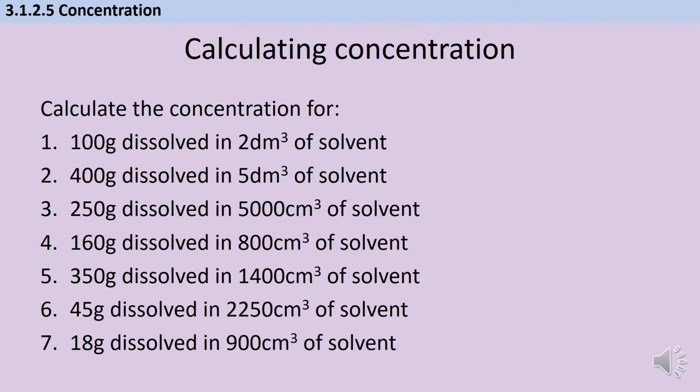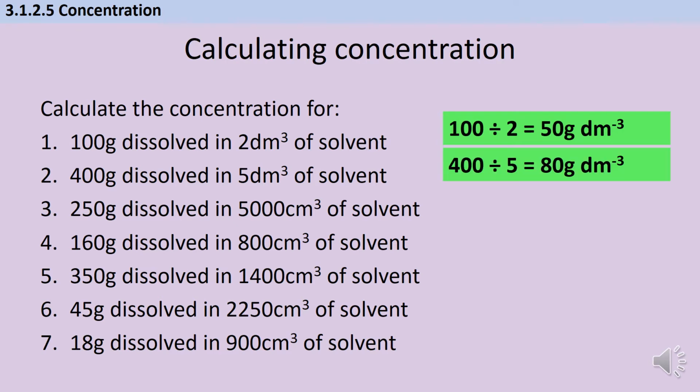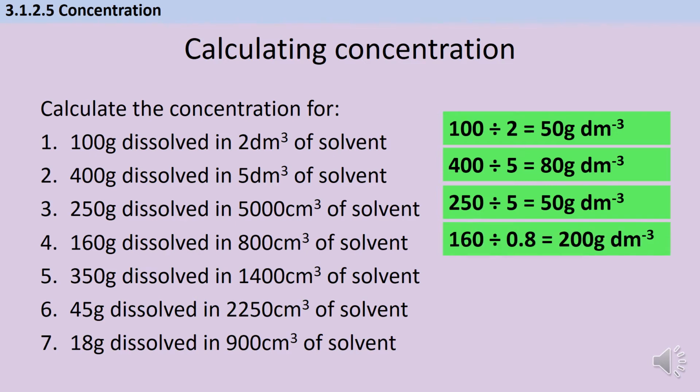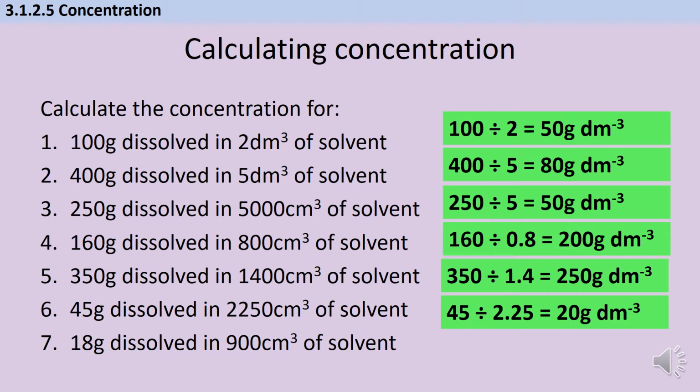So hopefully you managed to work out that 100 divided by 2 would be a concentration of 50 grams per decimetre cubed, 400 divided by 5 would be 80 grams per decimetre cubed, 250 divided by 5, because of course we have to convert it from centimetres cubed to decimetres cubed, will be 50 grams per decimetre cubed. 160 divided by 0.8 for the same reason will be 200 grams per decimetre cubed. 350 divided by 1.4 is 250 grams per decimetre cubed. 45 divided by 2.25 is 20 grams per decimetre cubed, and 18 divided by 0.9 is going to be 20 grams per decimetre cubed.